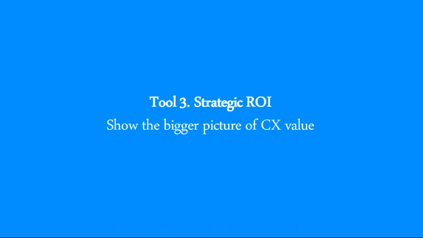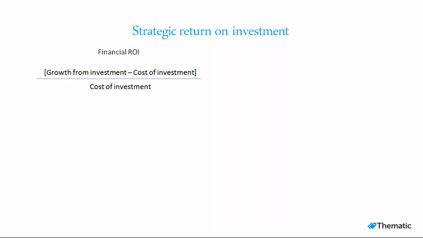So we'll move on to the third tool, which is strategic ROI, and related to what we have just covered. Financial ROI is simply the equation of the growth from an investment minus the cost, divided by the cost. And if you want to put some numbers on that, say for example, you can get $500 from an investment, and the investment actually costs $400 to get. So you would get $100 over $400, or 25% gain.